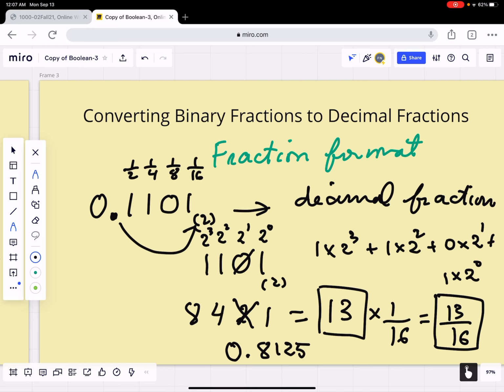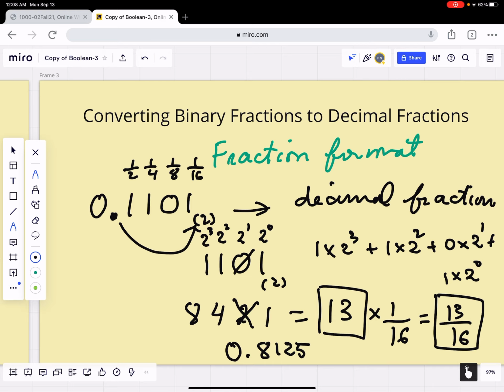So in order to convert from binary fraction to decimal fraction in a fraction format, you count how many places you move to the right. In this case, you got 4 digits, so you multiply by 1 over 16. And you just add all the place values for 1101, and you come up with 13. And 13 multiplied by 1 over 16, 13 over 16 equals 0.8125.